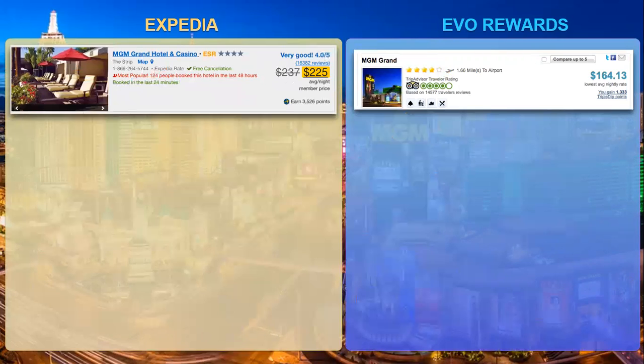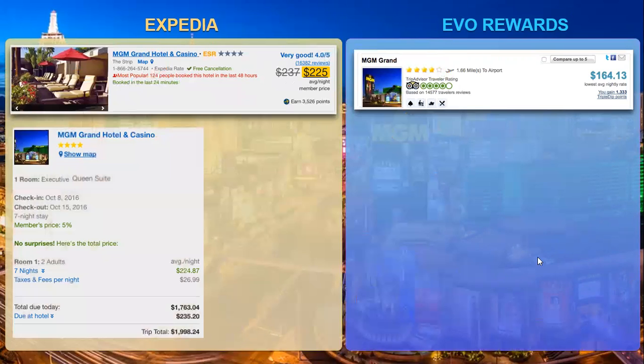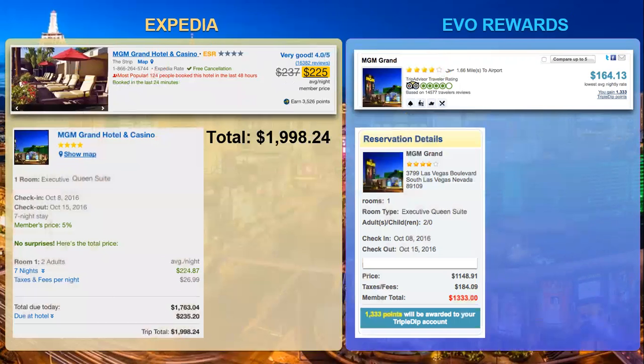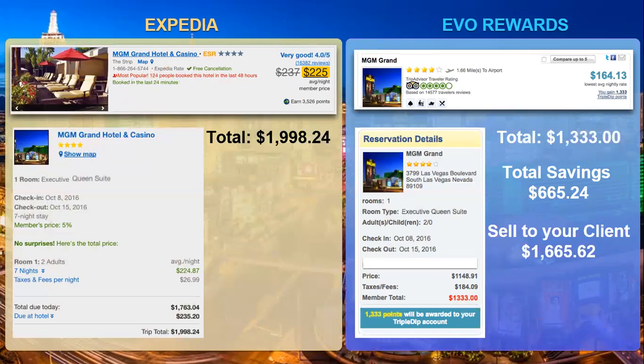So at the MGM Grand Hotel and Casino, we see that once we go through and book this actual hotel in Expedia, it's going to come to almost $2,000. When we come over here and we book it inside of the Evo Rewards, we're only paying $1,333. So what we're saving is almost $700. We're saving $665.